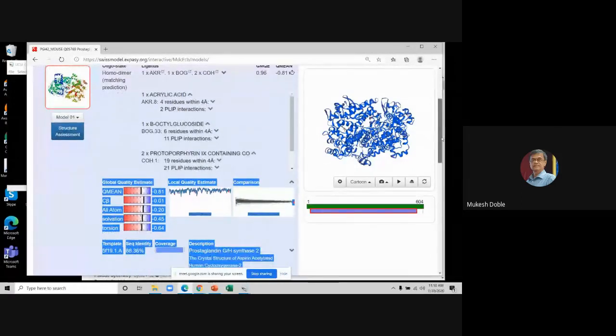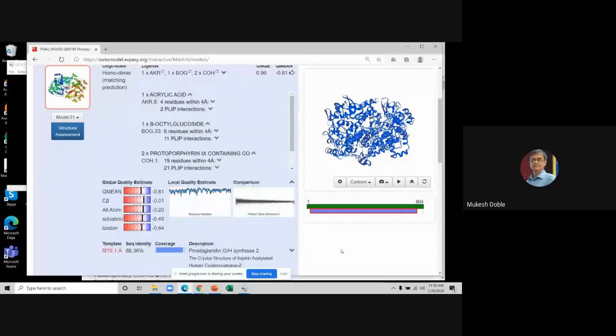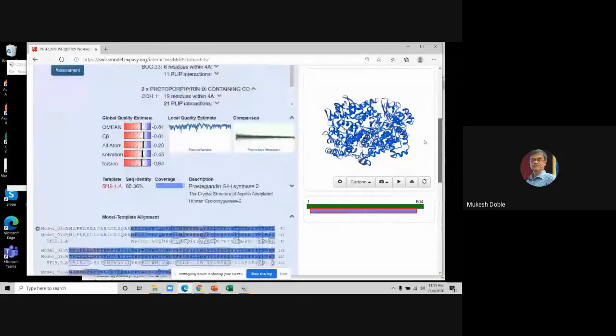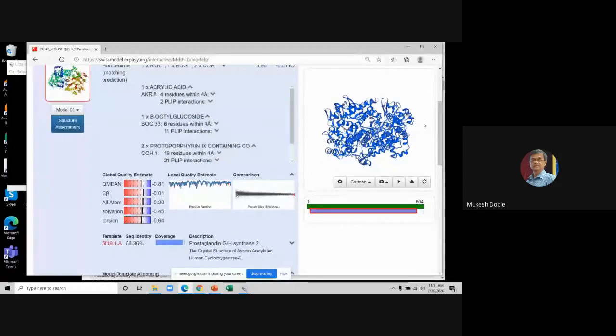It will give a lot of information like quality checks and comparison, as you can see here. Sequence identity is 88%. Like I said, we are not looking at 100% because I'm more interested in human inflammation, so I have taken that particular one. Okay, the structure assessment we can see already. It's giving here the global quality assessment, structural assessment.